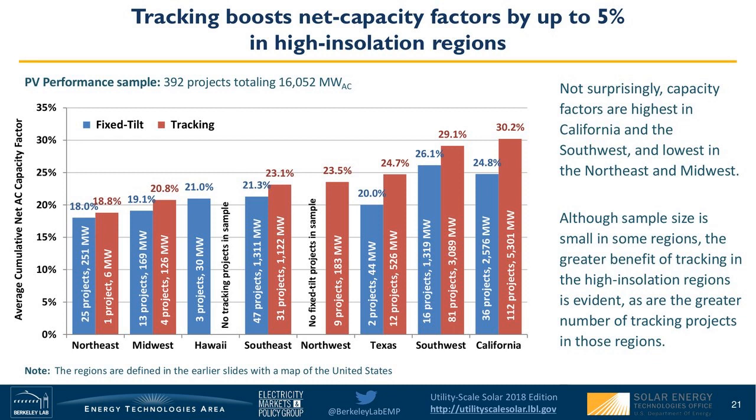For those of you who prefer to think in geographic terms rather than in terms of insolation, this graph breaks out the same capacity factor data on a regional basis. The overall rankings shouldn't be too surprising, with the Northeast and Midwest having the lowest capacity factors, while the Southwest and California have the highest. You can also see that tracking provides more of an incremental benefit over fixed tilt in the higher capacity factor regions over on the right than it does in the lower capacity factor regions on the left, and as a result we see a lot more tracking than fixed tilt projects in those high capacity factor regions, while the reverse holds true for the low capacity factor regions.